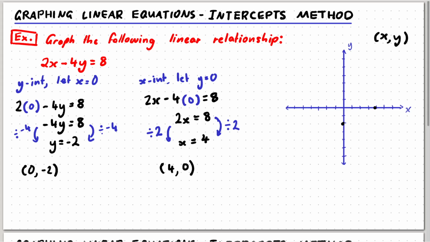Then all I need to do is draw a line that passes through those 2 points. I'm going to extend it out even further, because this line goes on to infinity. Anytime we have a linear equation, it just keeps on going forever. And this is my linear equation. This is the graph of 2x minus 4y equals 8. Successfully graphed. Thank you.